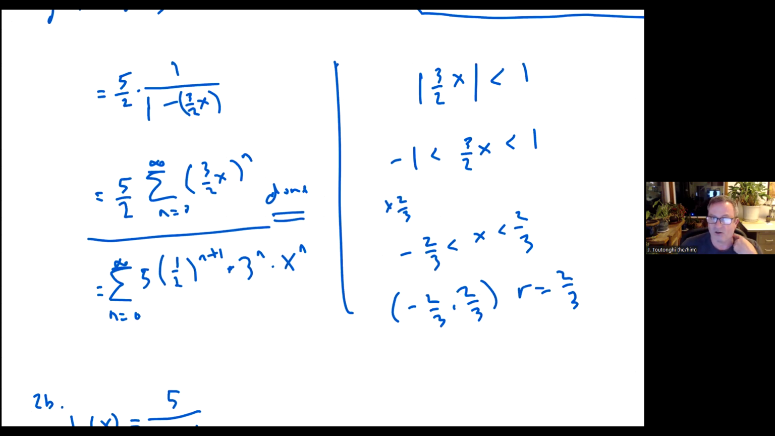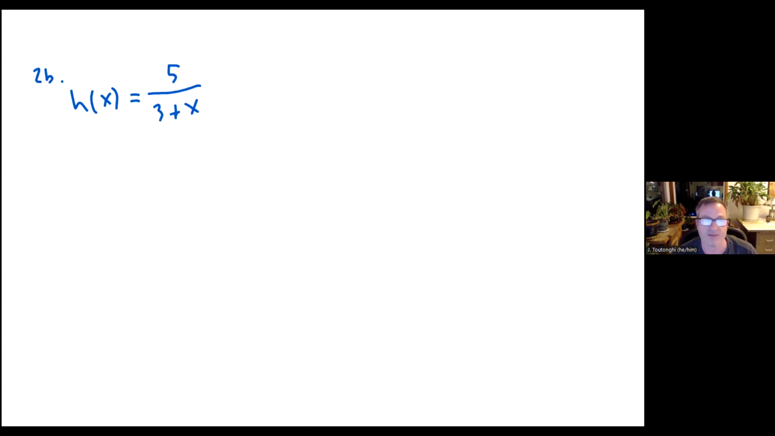So our goal again is to get 1 over 1 minus something for h of x. To do that, we just take those constants on top and bottom, the 5 and the 3 in front here, and we factor them out. So I'm going to go 5/3 times 1 over 1 plus x. But I don't really want a plus here. I need a minus. So I can think of this instead as 1 minus negative x. Oops, it's not negative x, it's negative x over 3. Sorry, I messed that up.